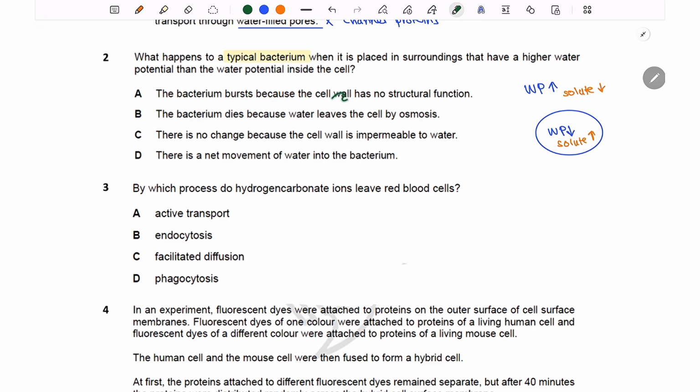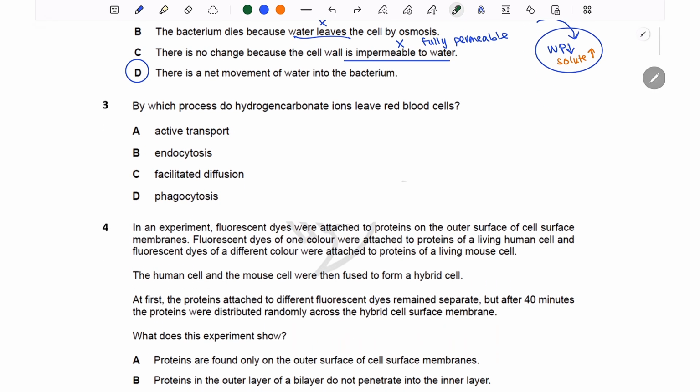The bacterium bursts because the cell wall has no structural function. That is wrong because its cell wall is made up of peptidoglycan. So this would be wrong. The bacterium dies because water leaves the cell by osmosis. The movement of water is going to be inside, not outside. So water is not leaving the cell. There is no change because the cell wall is impermeable to water. This is wrong because cell wall is fully permeable to water. D is our answer. There is a net movement of water into the bacterium. This is what we see here.